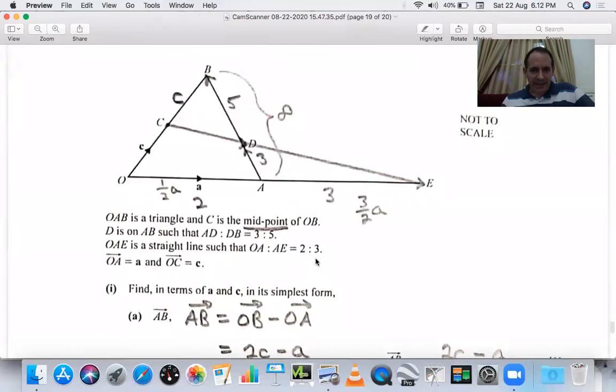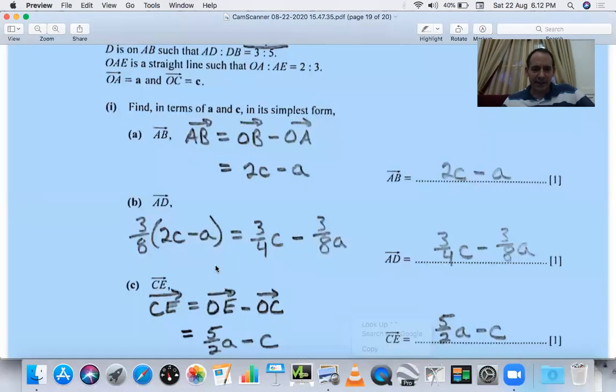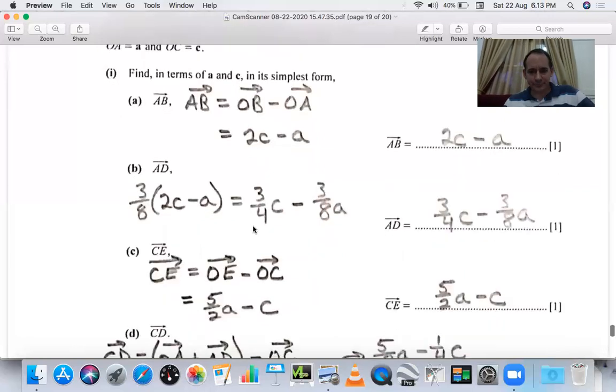Now it wants A to D. A to D is this little section. It is 3 out of 8 pieces. So all you have to do is take 3/8 of your answer here. 3 out of 8 pieces of 2C minus A gives you 3/4 C minus 3/8 A, which is this here.